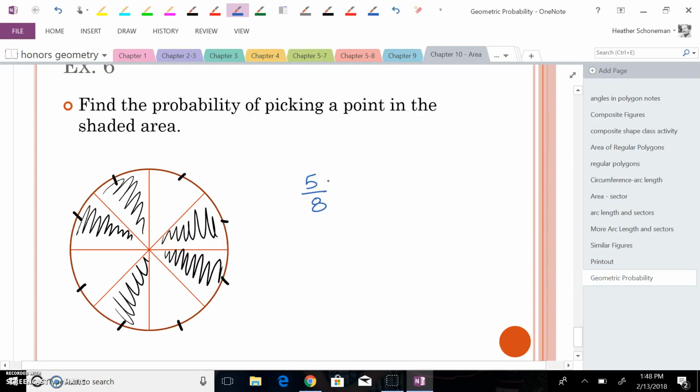Well, I can make that a decimal. 5 divided by 8 is 0.625, which to the nearest hundredth is 0.63, which is 63%. Done. So some are going to be a little challenging, but some are pretty straightforward.